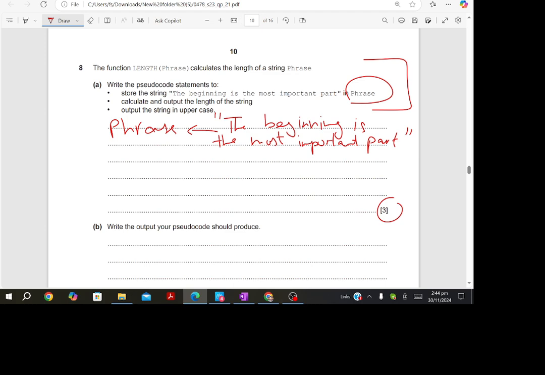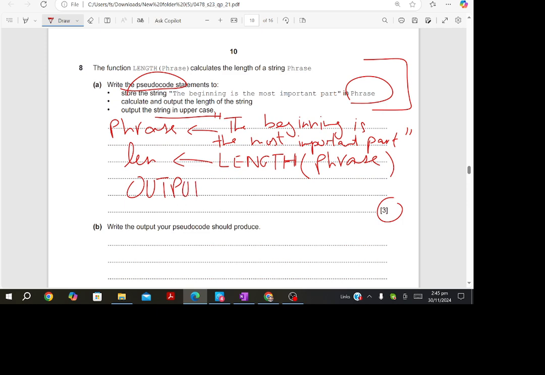Calculate and output the length of the string. So we can use a variable len. Len is equal to length of phrase. Length is a function used in pseudocode. Don't confuse it with the len function in Python. We are writing pseudocode here. So you have to specify the entire length function, length of phrase, and after that output the string in uppercase. Okay, one more thing. We didn't output the length. First of all, we need to output len, and after that output the string in uppercase.